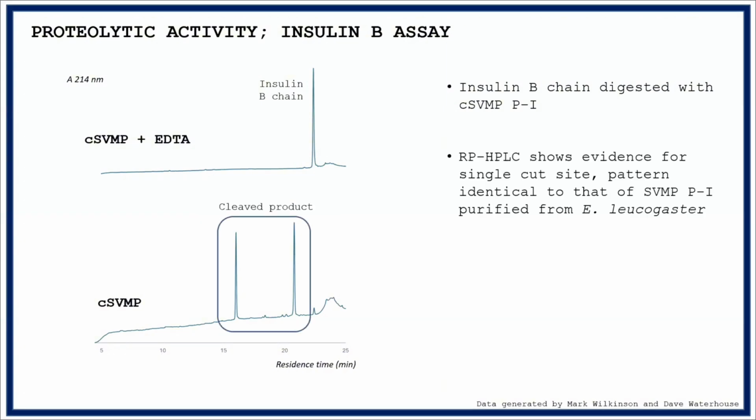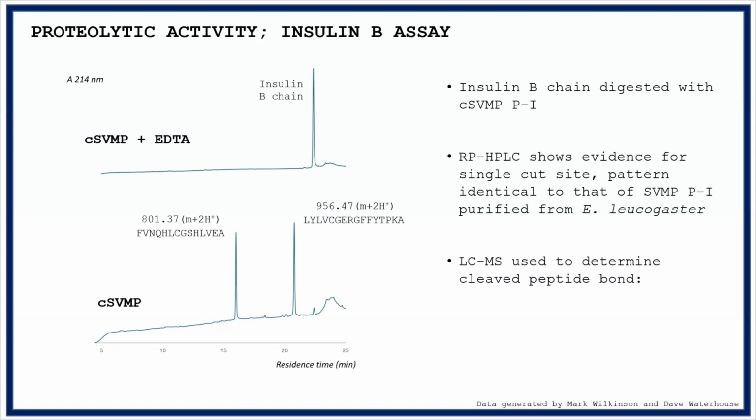Then reverse phase HPLC allowed us to evidence that there was a single cut site by the generation of these 2 cleaved products. And coincidentally, that was an identical pattern to what had been witnessed from a P1 purified from Echis leucogaster. That was a really interesting finding. We were then able to use LCMS to obtain masses for the 2 cleaved products, which allowed us to determine that the cleavage site had occurred between the alanine and leucine, as you can see on the insulin B sequence.